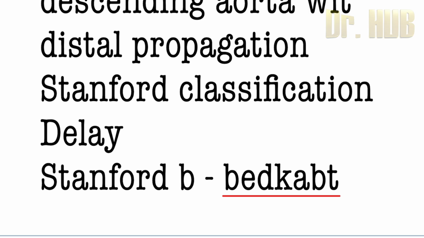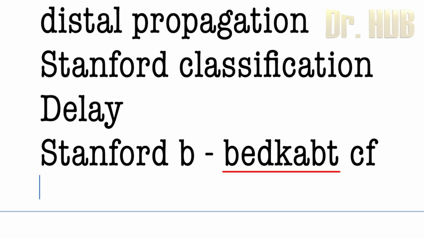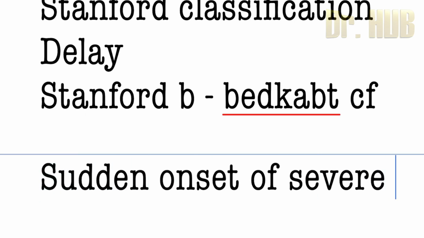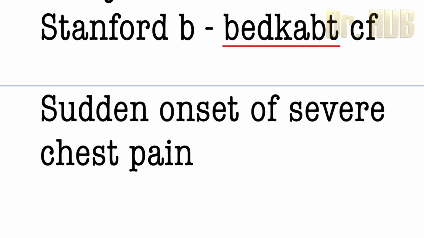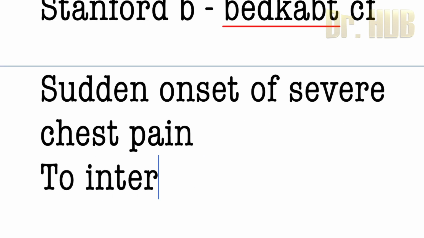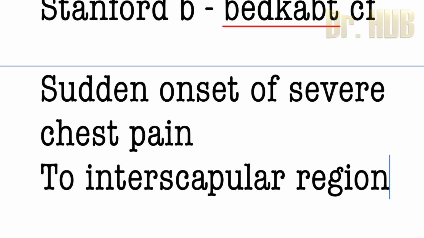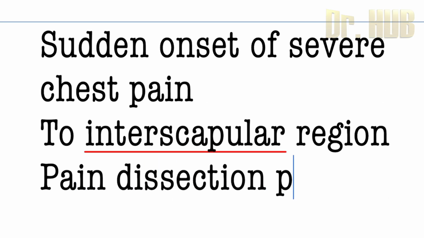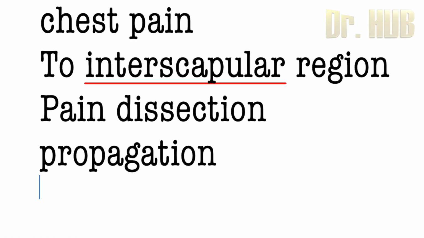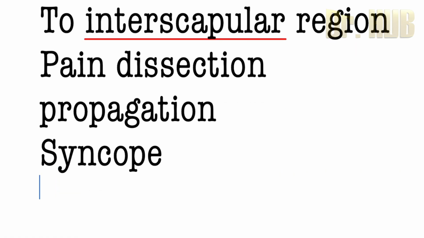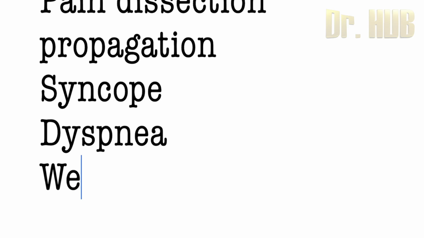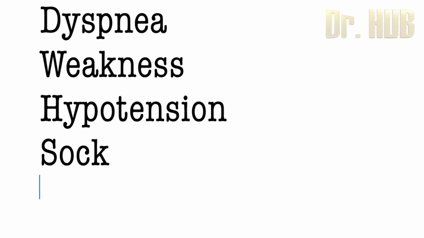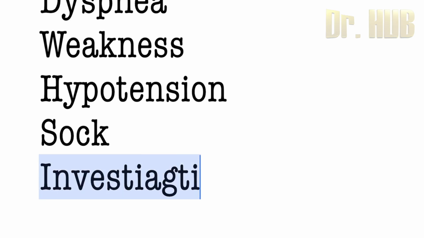Next, moving on, what are the clinical features? Clinical features can be a sudden onset of severe chest pain to the interscapular region, and there is also pain which migrates with the dissection propagation. Next there is the presence of syncope, dyspnea, as well as weakness, hypotension and shock.